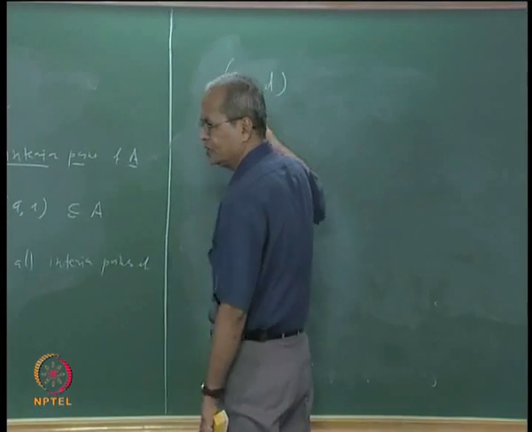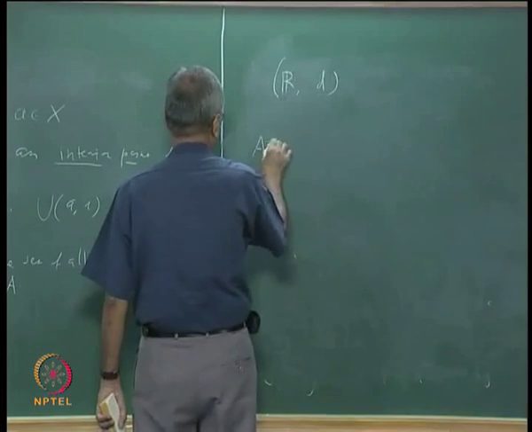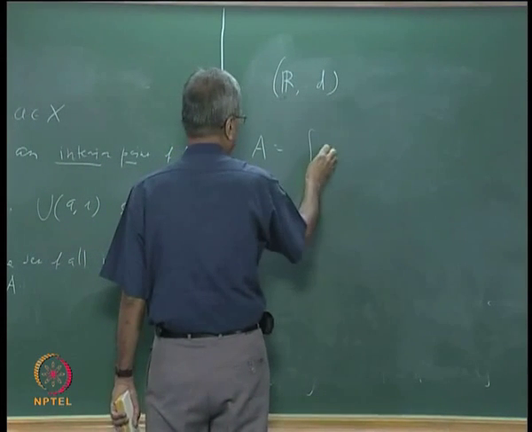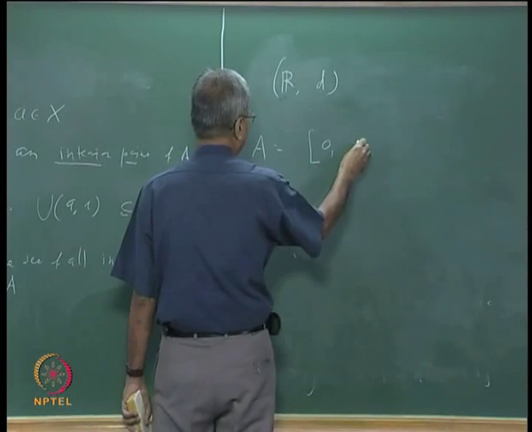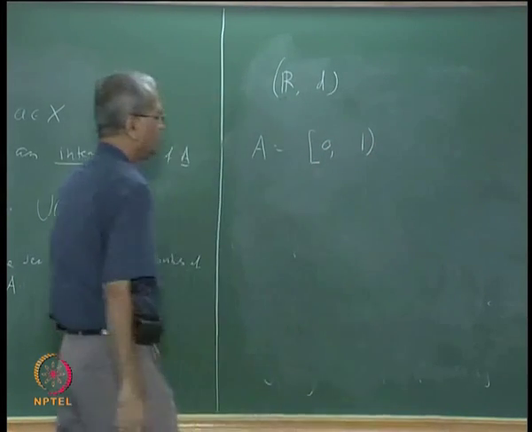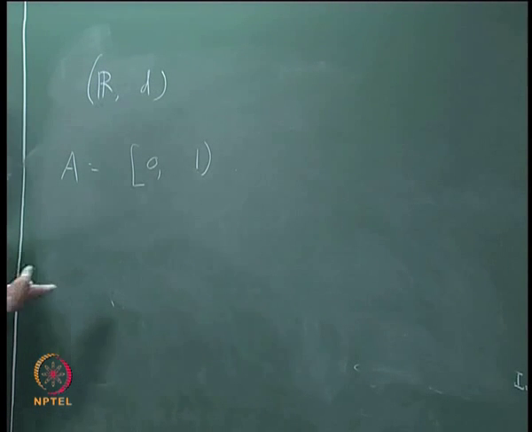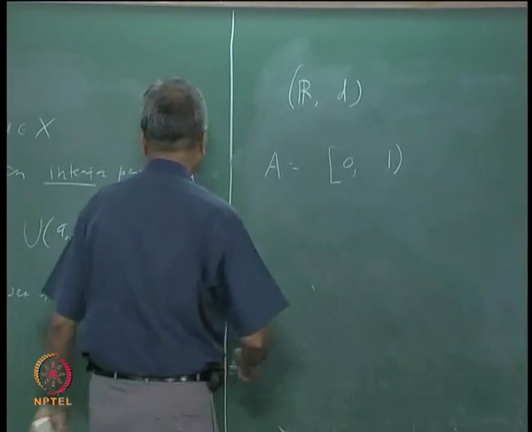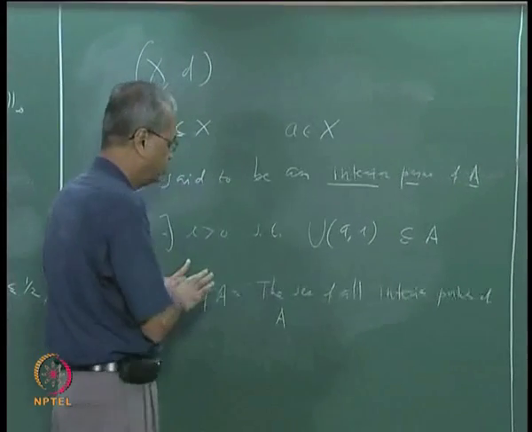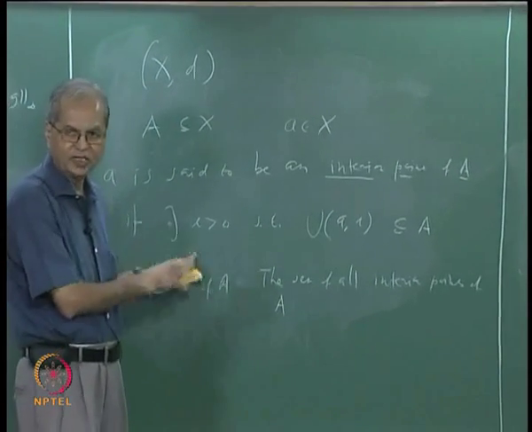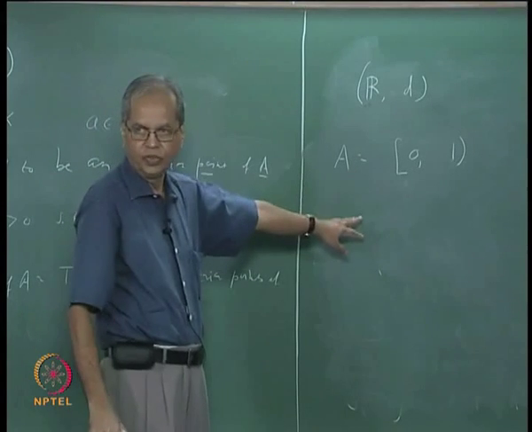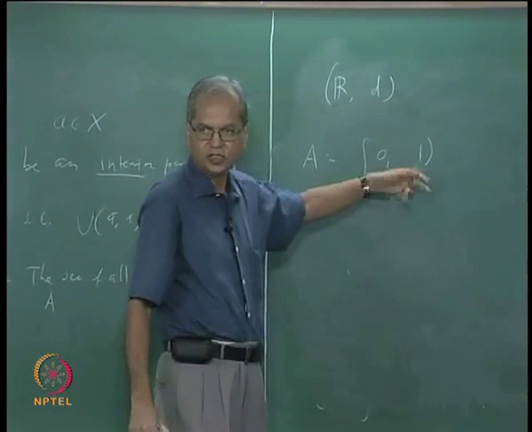So coming back to this example, suppose I take the set A as something like this, say 0 to 1. Now suppose we ask what are the interior points. Of course, since every interior point must lie inside A, we can forget about the points which are outside A. For example, this point 1 is not in A, so there is no question.